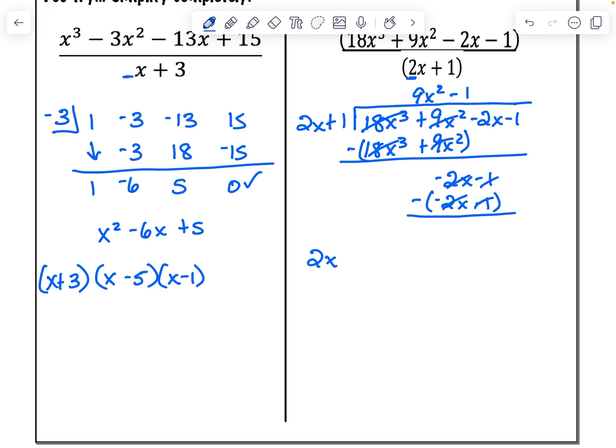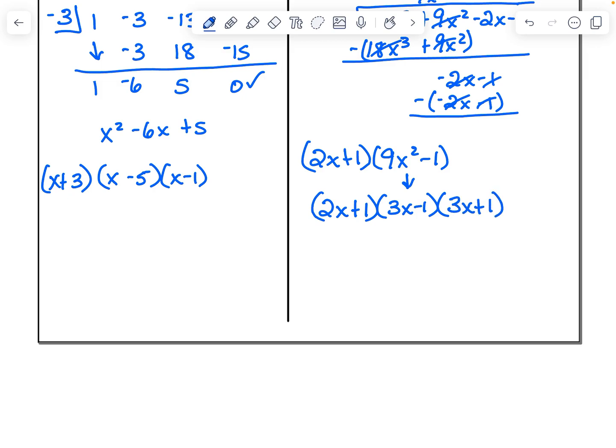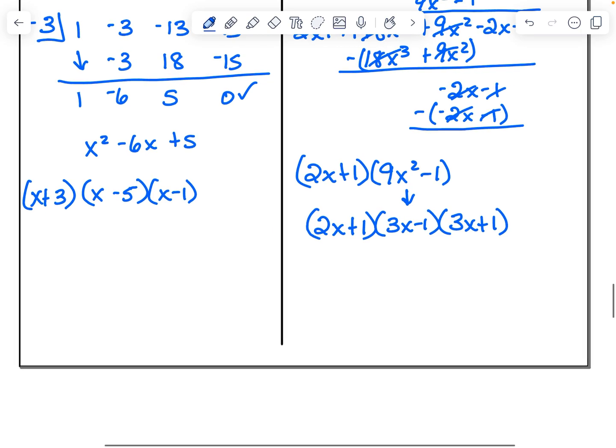So 2x plus 1 is a factor. And 9x squared minus 1 is a factor. But this I can break down, since it's a difference of squares, to 3x minus 1 and 3x plus 1. So that's how you do topic 5.